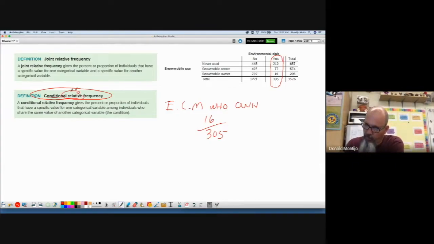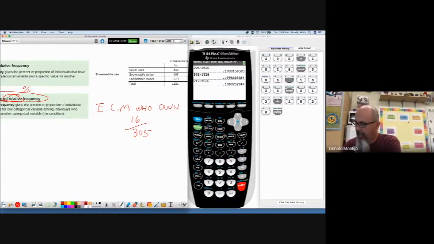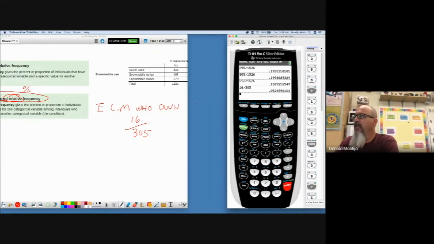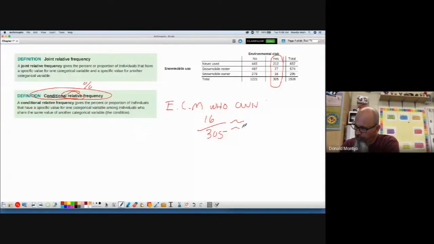And remember what this word relative means. When we see relative, we need to say, uh-oh, I need to do a percent. So let me grab my friend here, the calculator, and figure out what is 16 divided by 305. Oh, about 5%. So the conditional relative frequency of environmental club members who own a snowmobile is approximately 5%. That is an example of a conditional relative frequency.